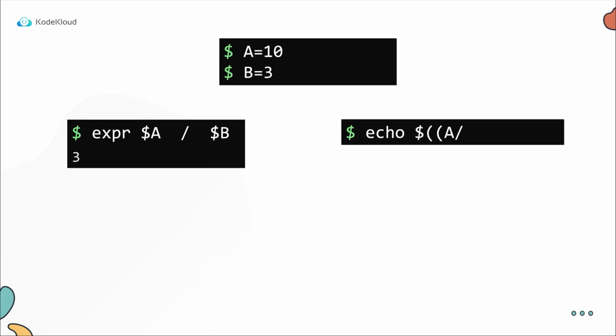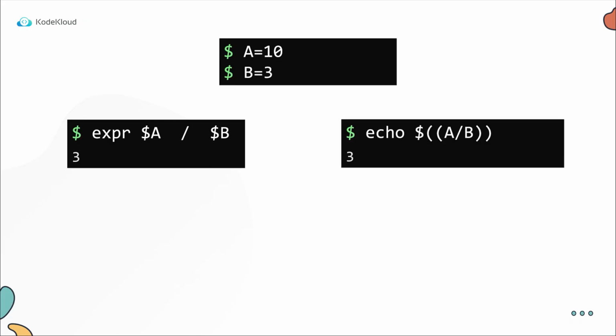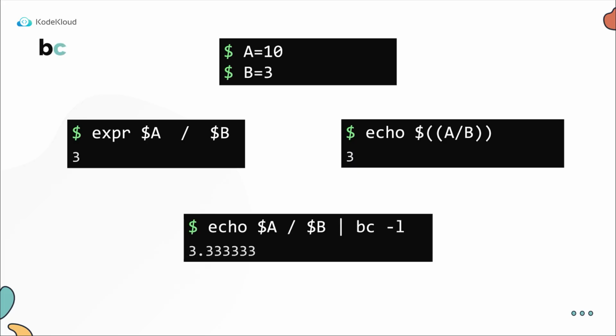Note that both expr and double parentheses only return integer output. They do not support floating point numbers. For example, if you try to divide 10 by 3, then they return 3 instead of 3.33, which should be the accurate answer. So for this, we use another utility called the BC utility.